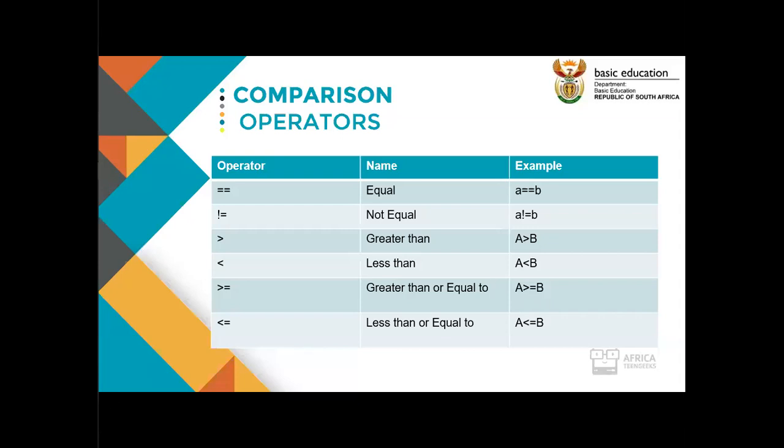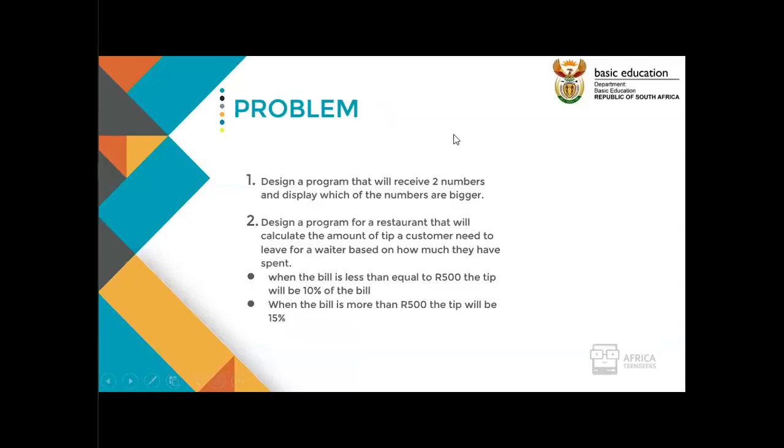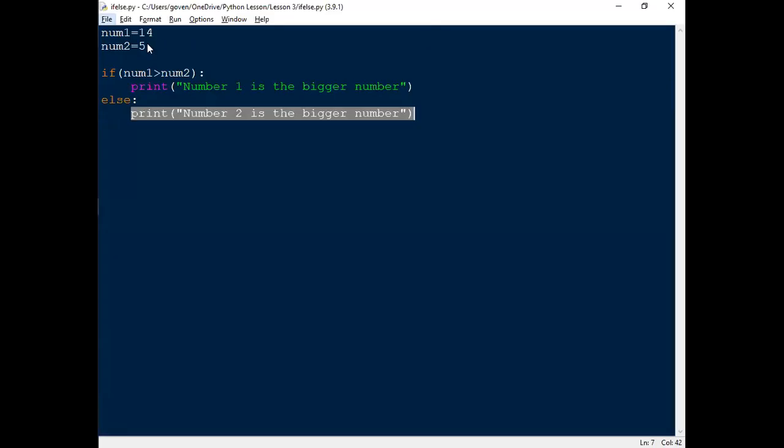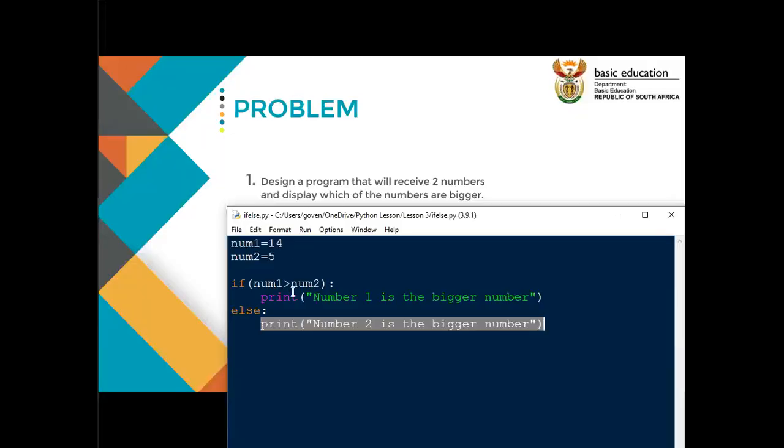Next. A problem to work with. Number one, design a program that will receive two numbers and display which of the numbers is bigger. If you notice, we've already done something similar to that. We've got two numbers and we displayed which one of those two is bigger. The only difference is that problem one tells us we have to receive two numbers. And how do we receive two numbers? For those of y'all that said input, that's correct.